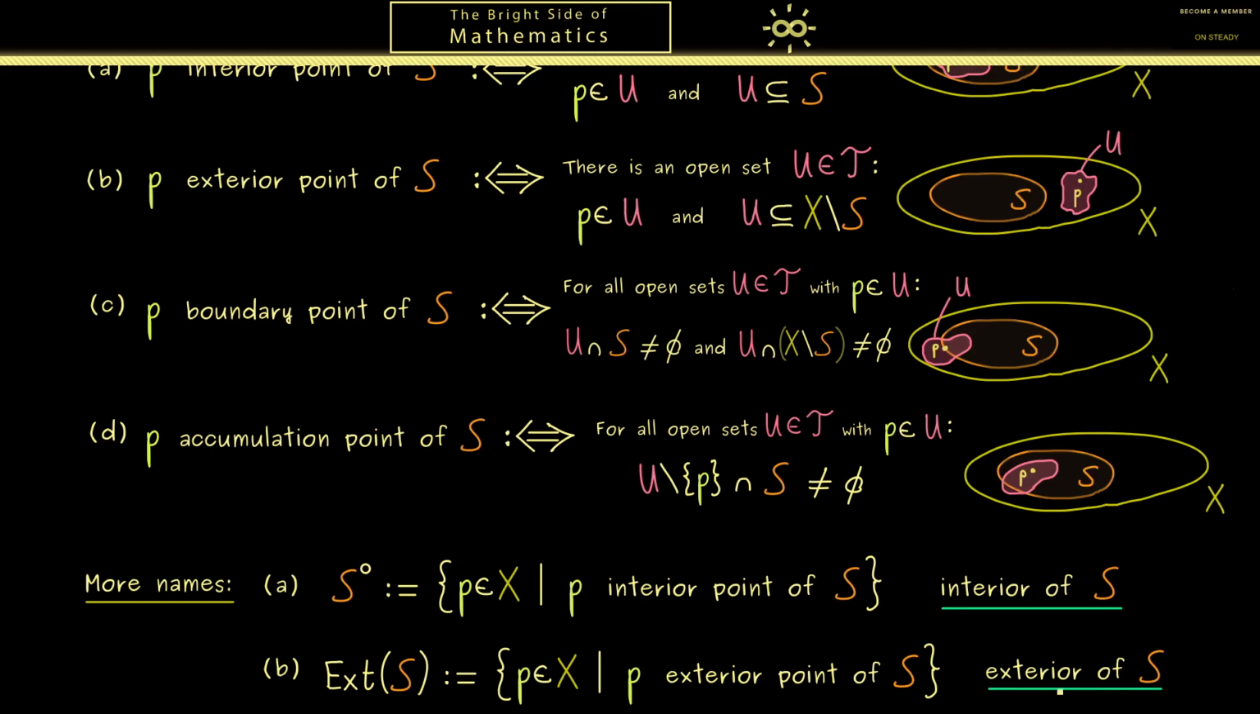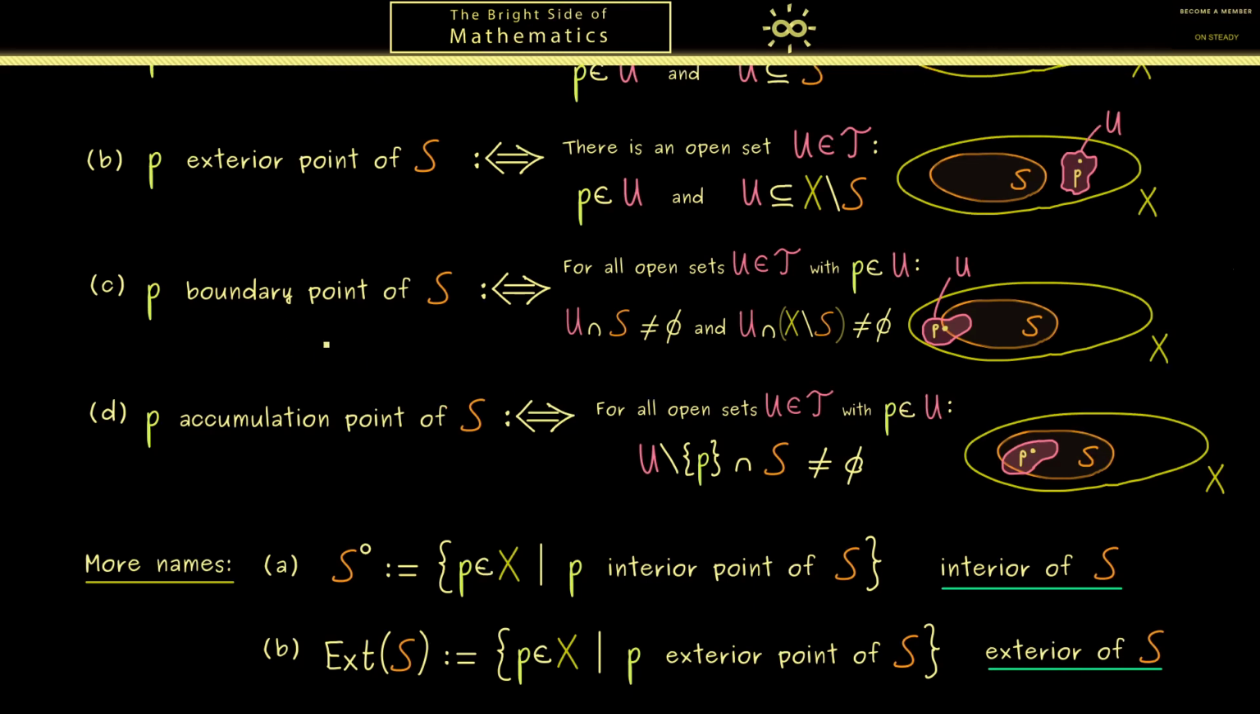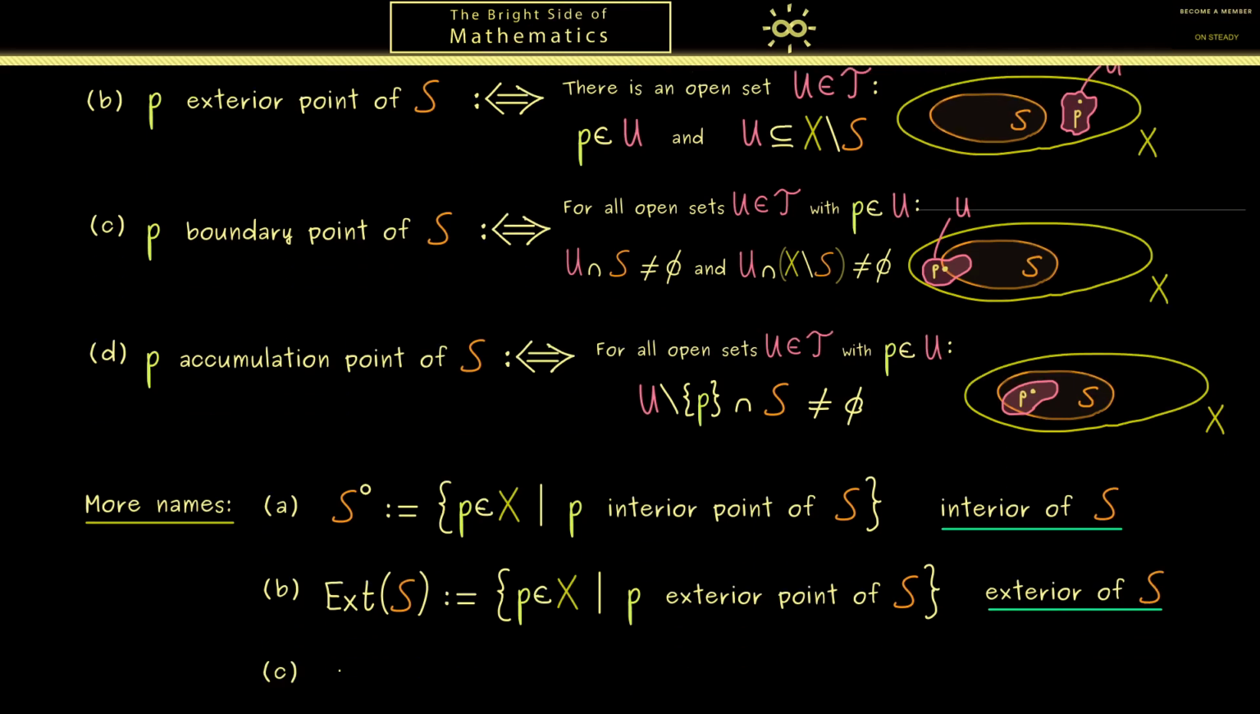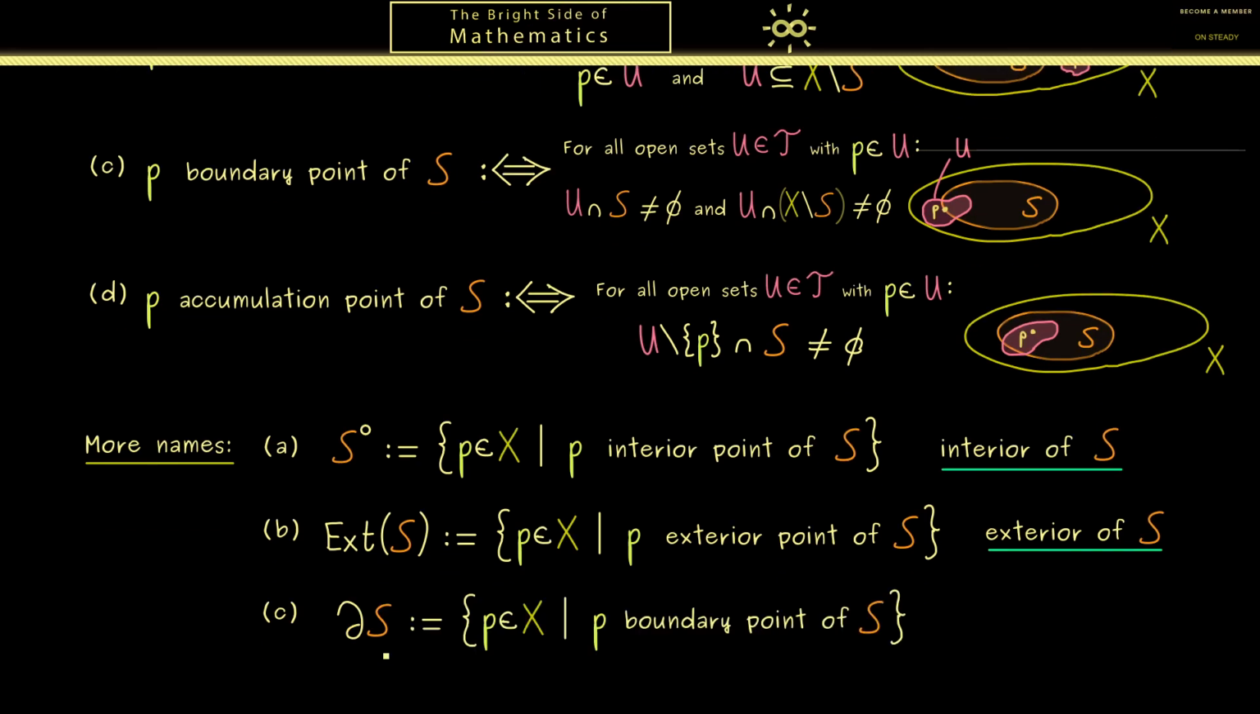Okay, the next important subset will be the boundary of S. Indeed, this one is denoted with a curved lowercase d. It's the same symbol we would also use for partial derivatives. However, here ∂S denotes a whole set, namely the one with all the boundary points of S. And not so surprising, this one is called the boundary of S.